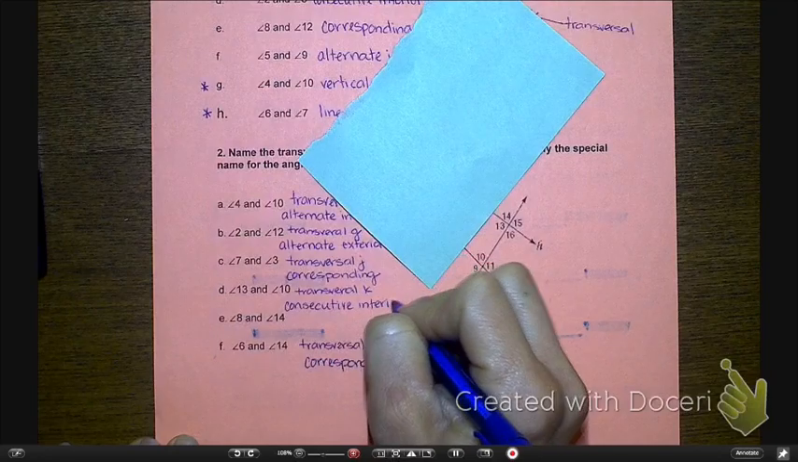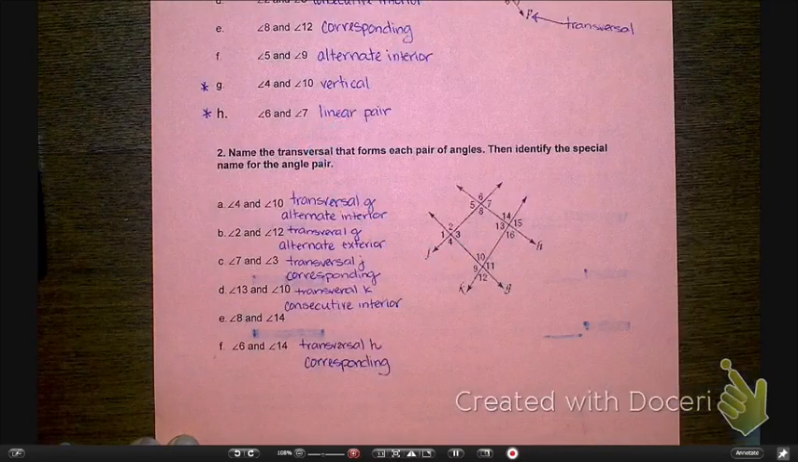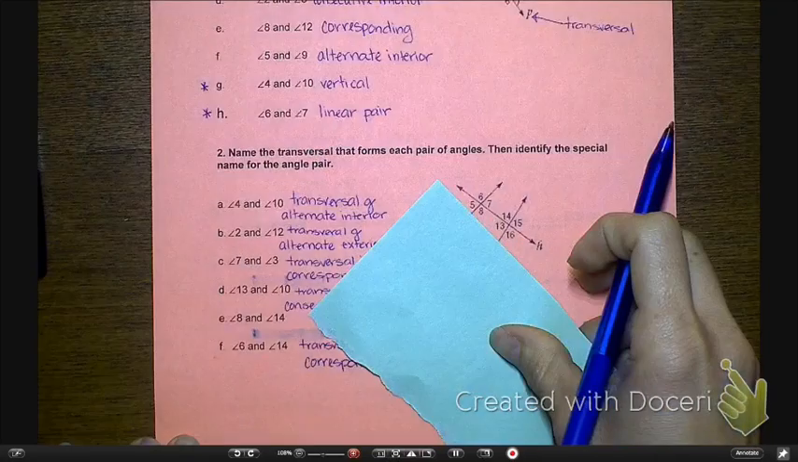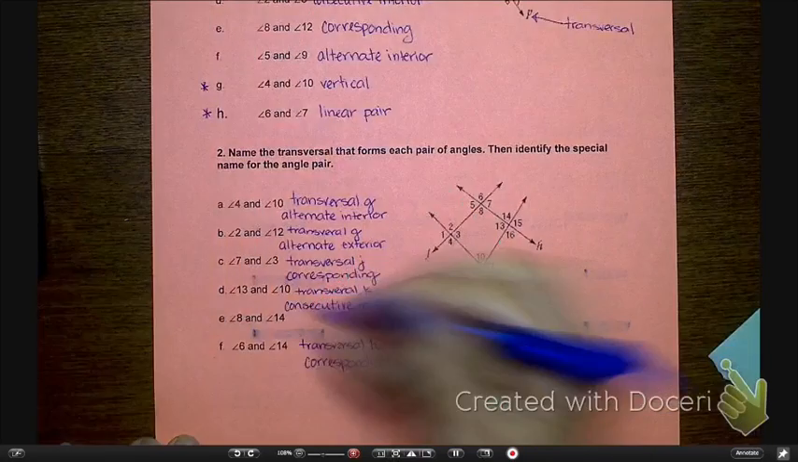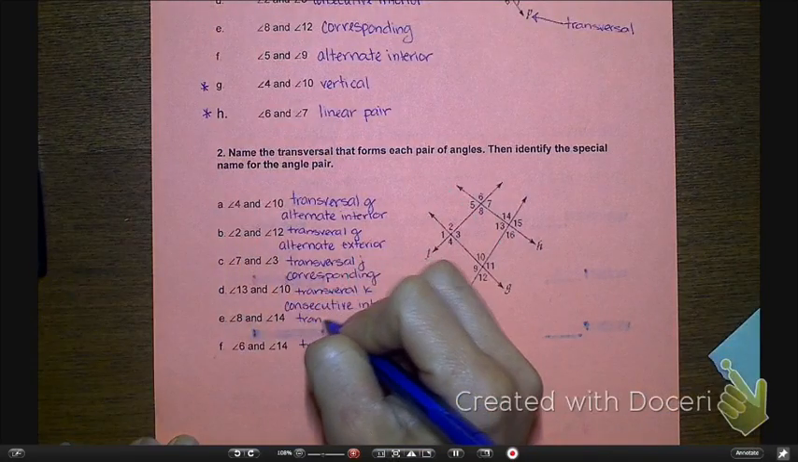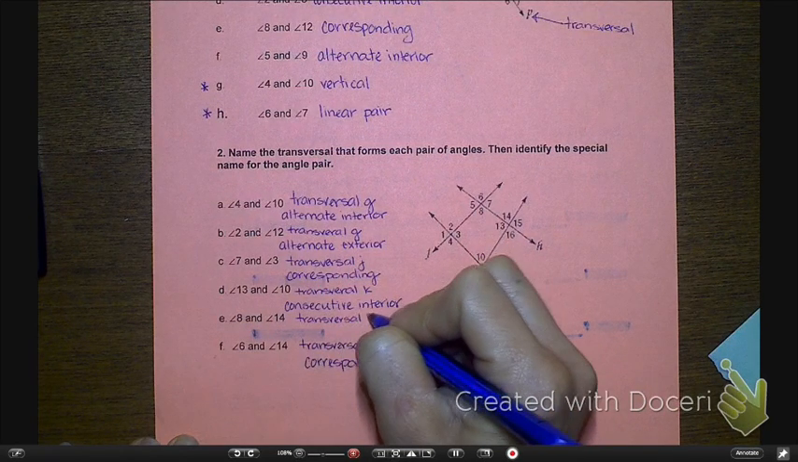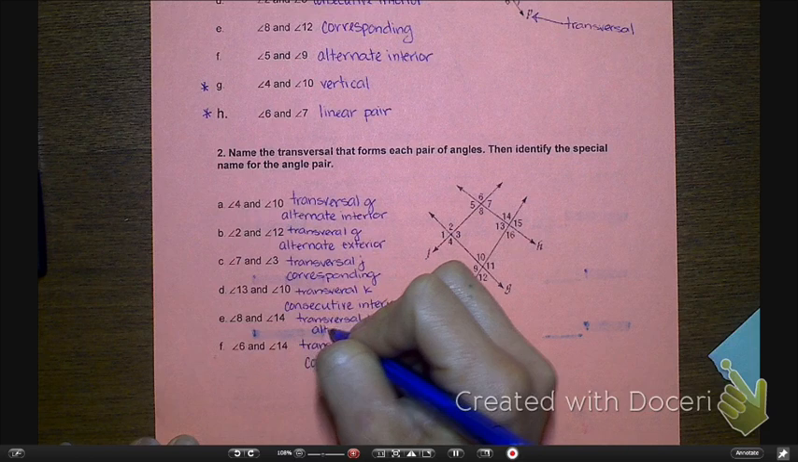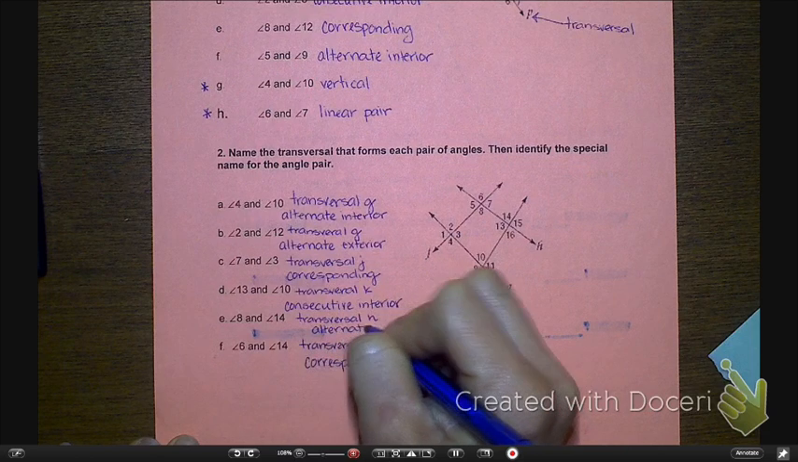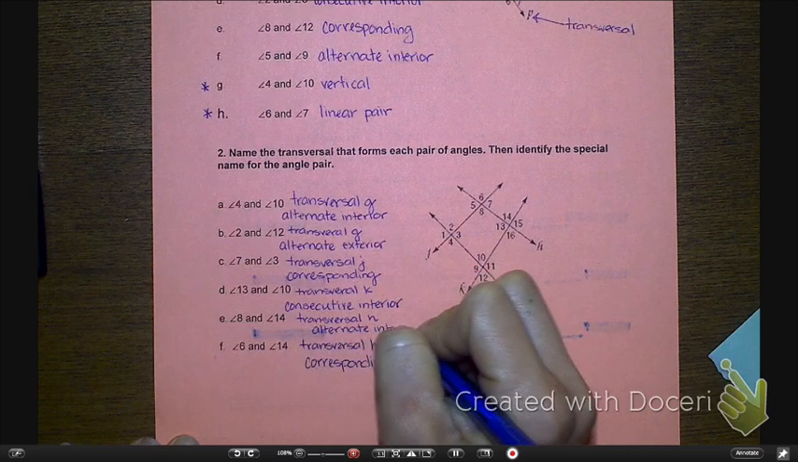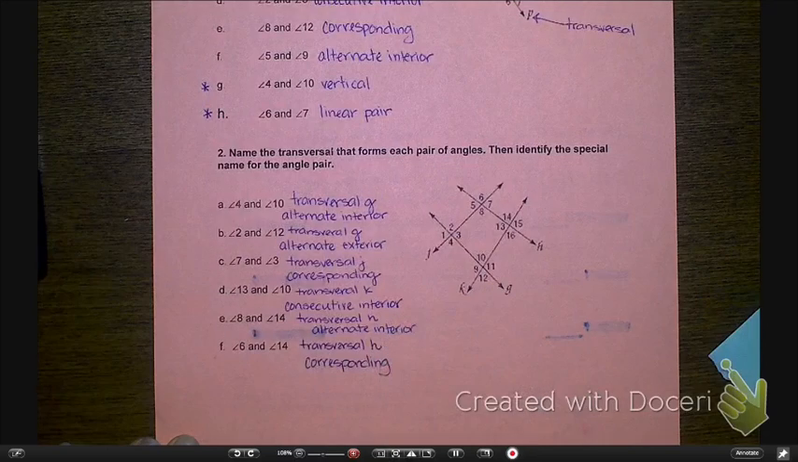All right. Okay, last, we have angles 8 and 14. What's your transversal there? H, okay? And what kind of angles were those? Okay, alternate interior. All right, how did you guys do? I did kind of. All right, good to know.